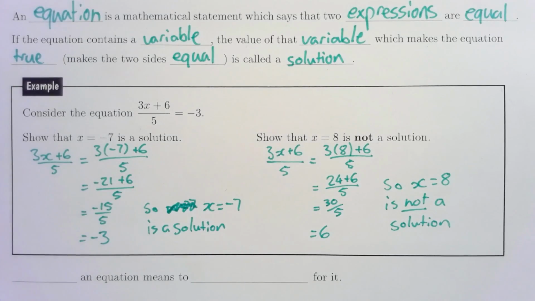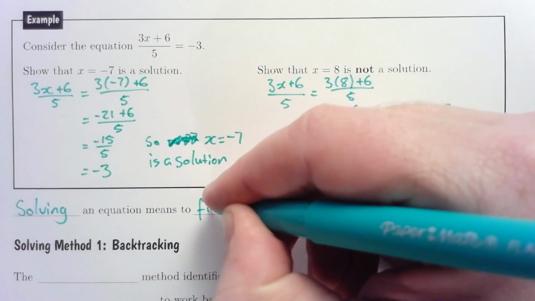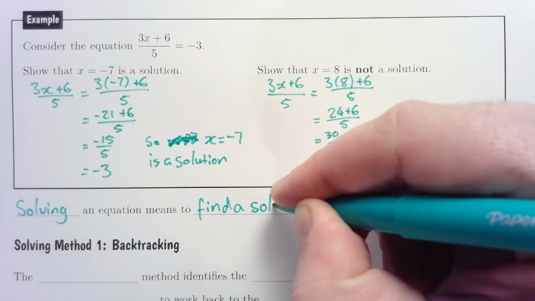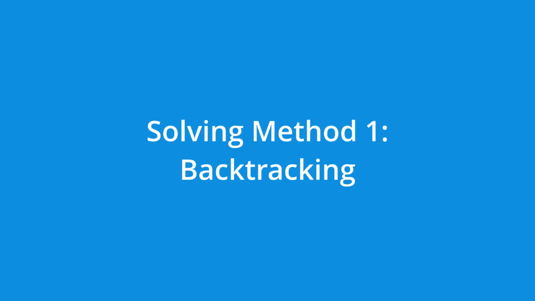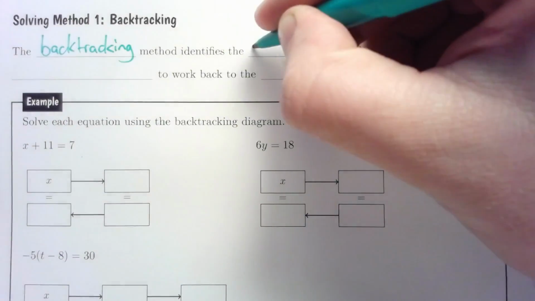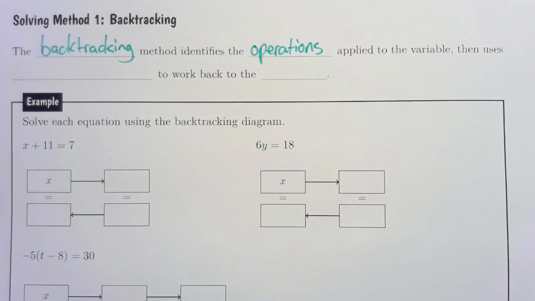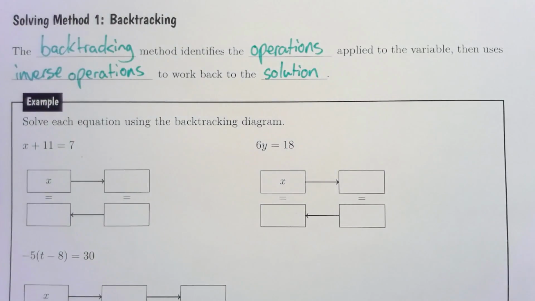Now, we're not normally told ahead of time what the solution to an equation is. Solving an equation means to find a solution for it, and that's what most of this lesson and this unit are going to focus on. Solving method 1, backtracking. The backtracking method identifies the operations applied to the variable, then uses inverse operations to work back to the solution. Suppose we have the equation x plus 11 equals 7.